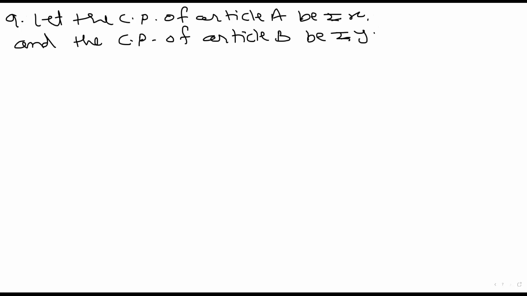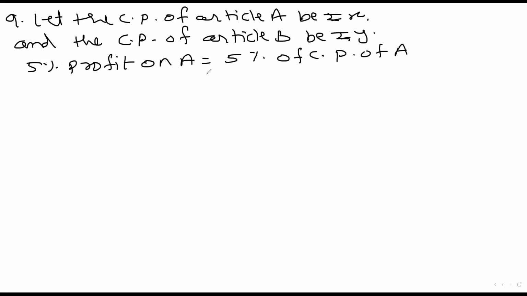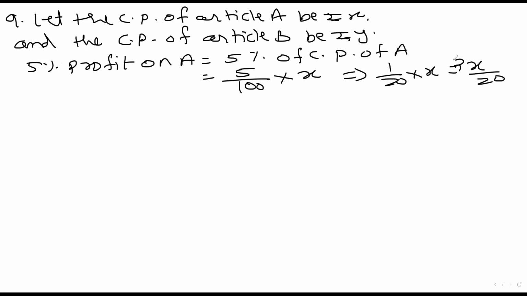Now, if they are sold for rupees 1167, we make a profit of 5% on A and 7% on B. Okay, so 5% profit on A is 5% of CP of A, right? So how much is 5 upon 100 into X? So 1 upon 20 into X, that is rupees X upon 20, right?